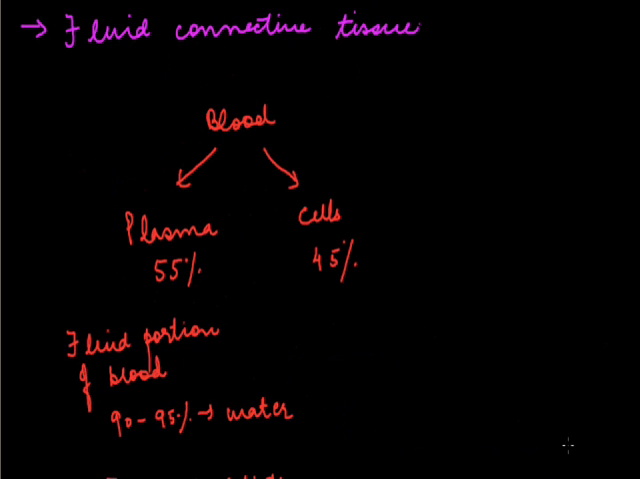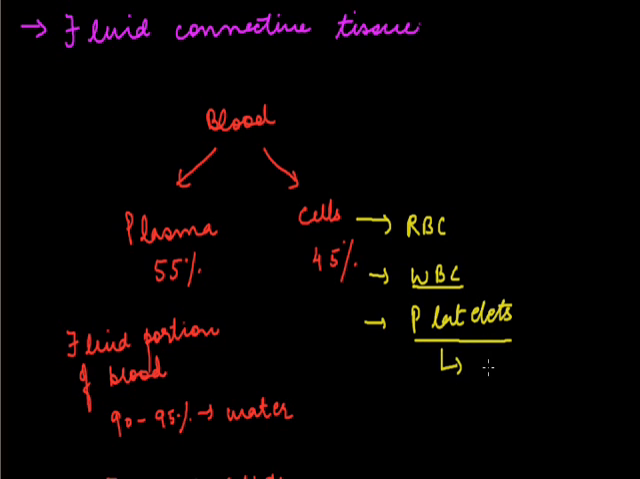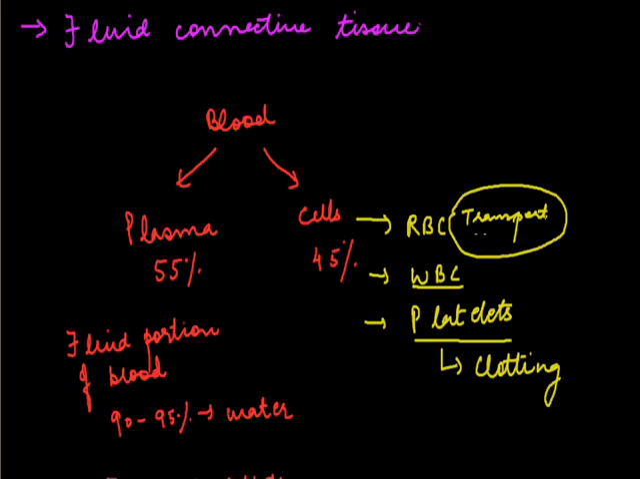Now coming on to the cell part of it, the blood consists of three major types of cells. They are the RBCs, WBCs, and the platelets. The RBCs are also known as the red blood corpuscles, WBCs are known as the white blood corpuscles, and these are the platelets which help in clotting. The main function of the RBC is transport of oxygen. The main function of the WBC is defense, and in platelets, I've told you, it is clotting.